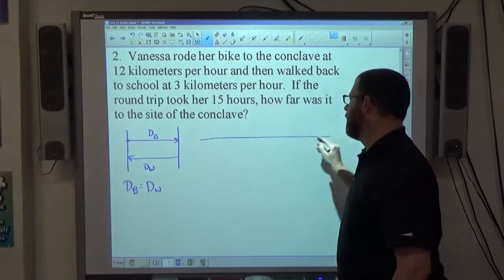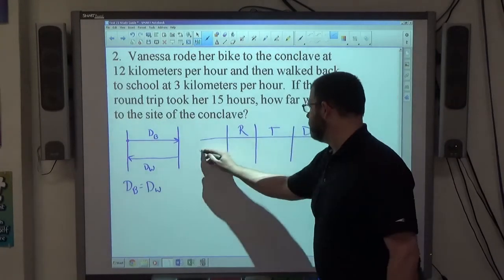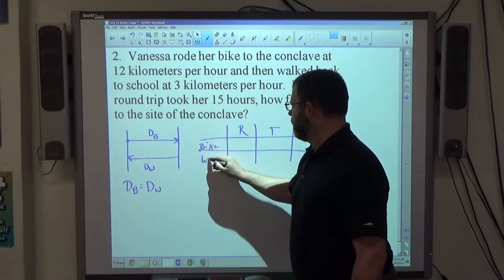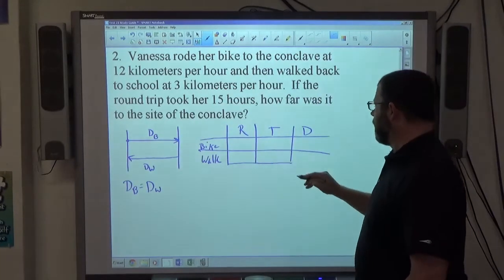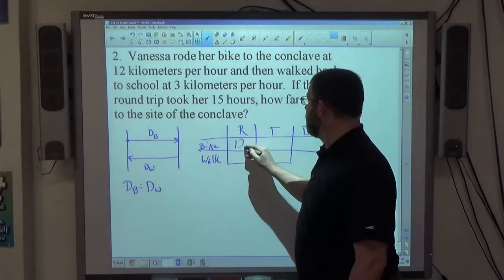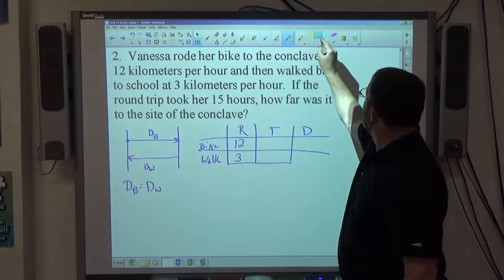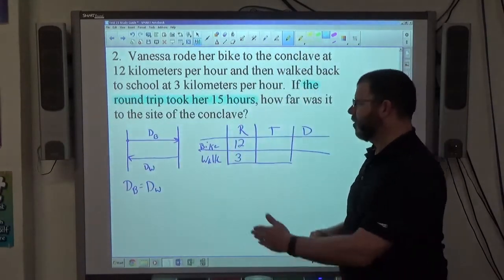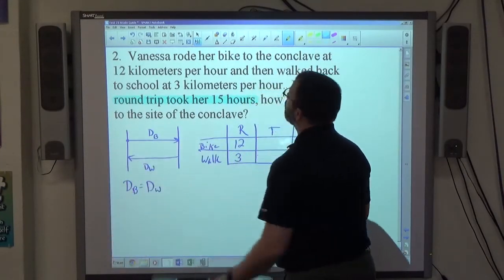Priority 1 is to establish that. So we got bike and walk. So looking at, again, rates and times, trying to figure those things out. She rode her bike at 12 kilometers per hour, that's a speed. She walked back at 3 kilometers per hour, also a speed. And this says the round trip took her 15 hours. That doesn't mean it took her 15 hours to get there or 15 hours to get back, but 15 hours total for the whole trip.